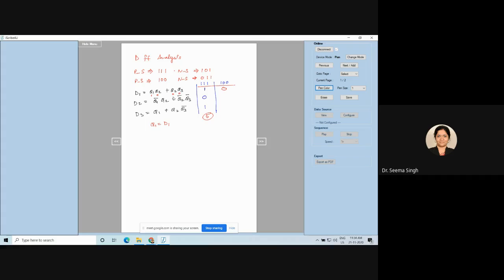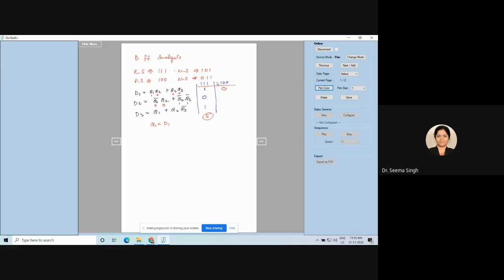Next, Q1 bar. Q1 was 1, right? So Q1 bar will become 0. How did I say Q1 is 1? Because this is my current state. 100, that is 4, is my current state. I'm taking this second line, if my present state is 4. So Q1 is 1 and Q1 bar becomes 0. Q2 is 0 already, so Q2 bar will become 1. Q3 bar will become 1. Is it right? Do you understand what I am doing?